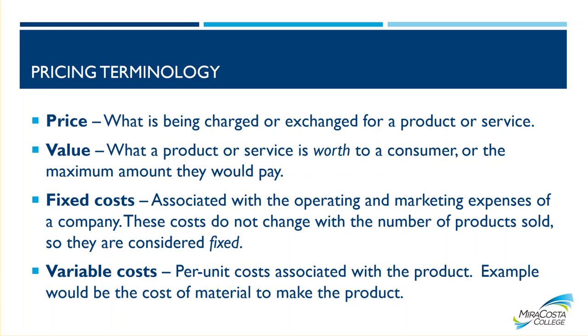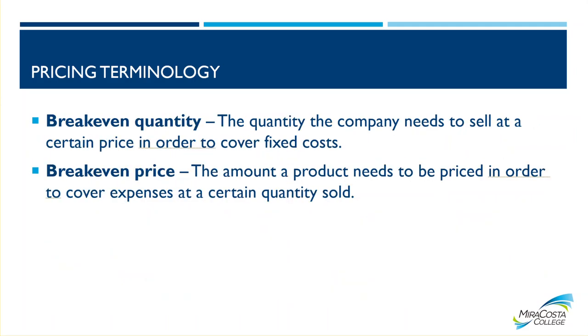Pricing and pricing strategy. So pricing terminology. Price. What is being charged or exchanged for a product or service? Value. What a product or service is worth to a consumer or the maximum amount they would pay. Fixed cost. Associated with the operating and marketing expenses of a company. These costs do not change with the number of products sold, so they are considered fixed. Variable cost. Per unit cost associated with the product. Example would be the cost of material to make the product. Break-even quantity, the quantity the company needs to sell at a certain price in order to cover fixed cost. Break-even price, the amount the product needs to be priced in order to cover expenses at a certain quantity sold.